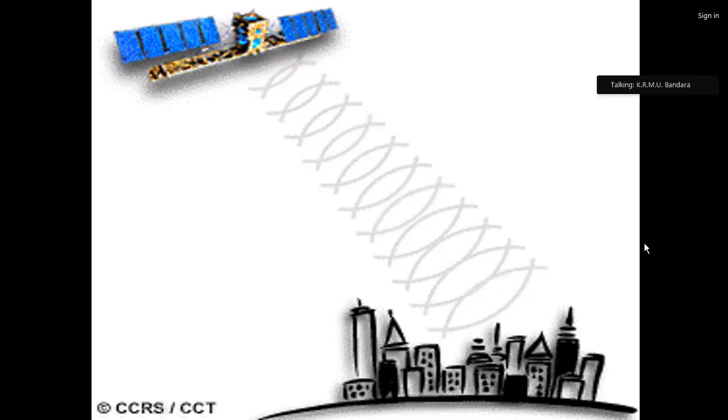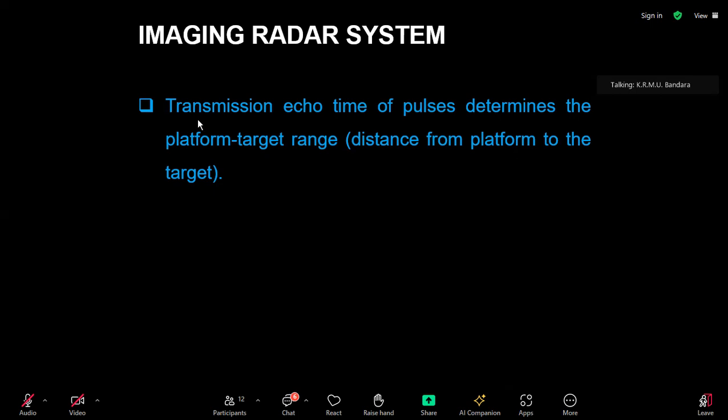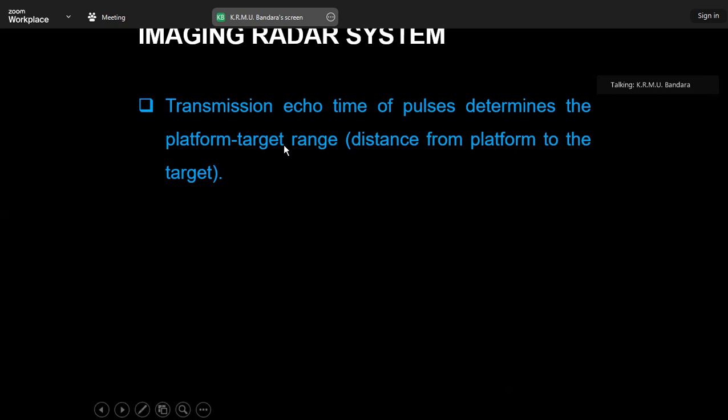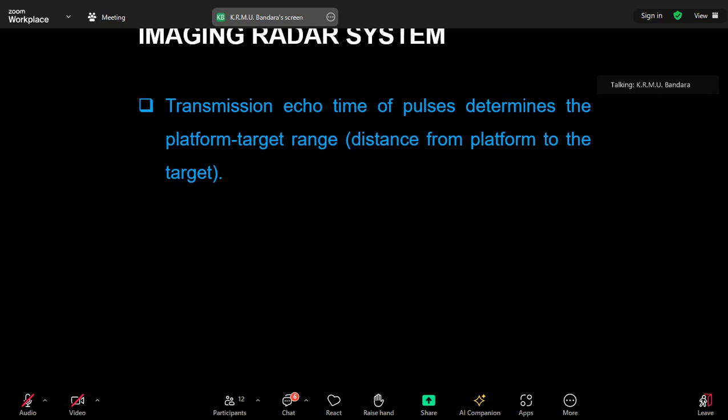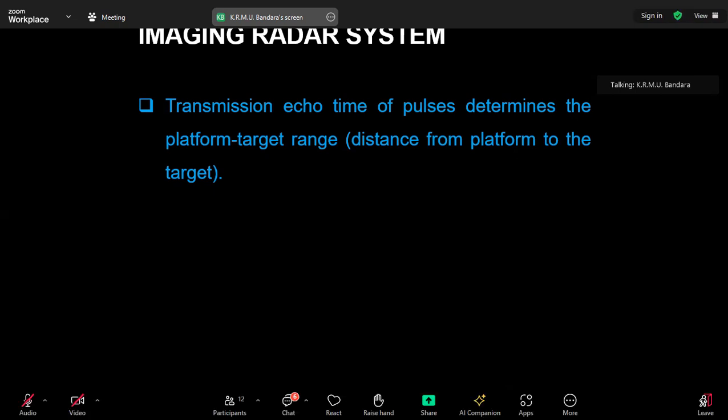Okay, now we stop here and then we go to how the radar is working. This is the transmission echo time of pulses, which determines the platform to target range, the distance from the platform to the target. Because the transmission time and the receiving time are both recorded by the antenna, they know the actual time for the round trip, going to the ground and coming back to the antenna.